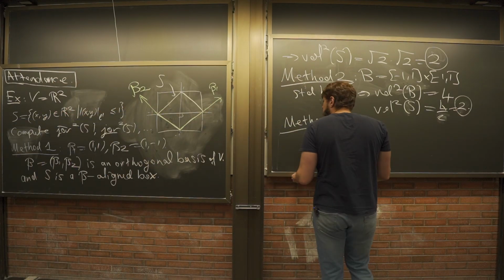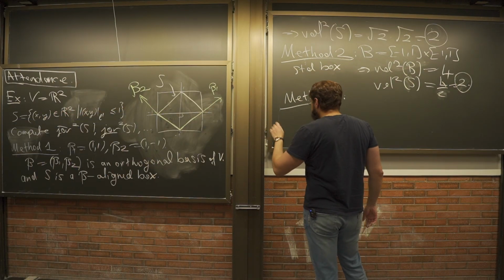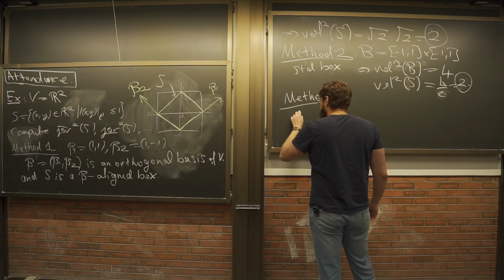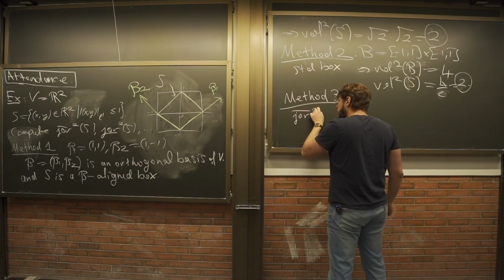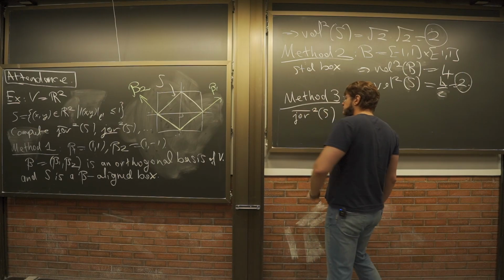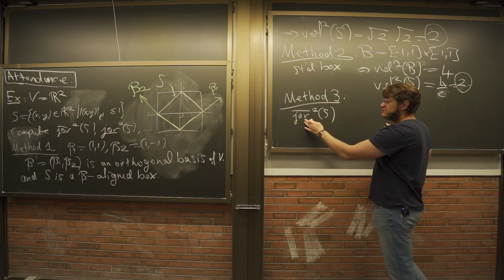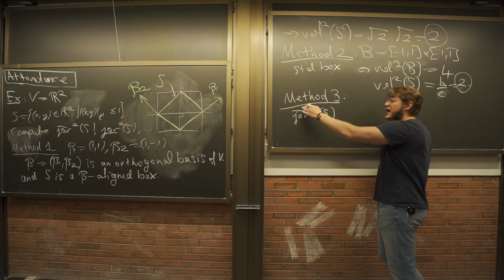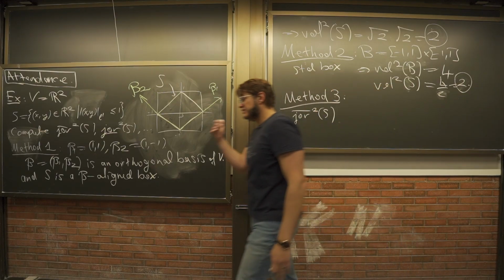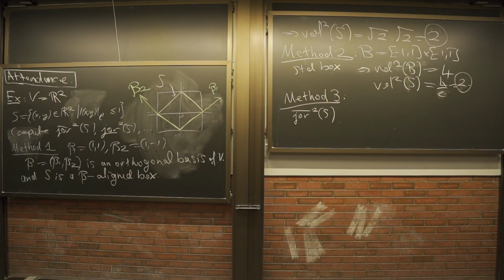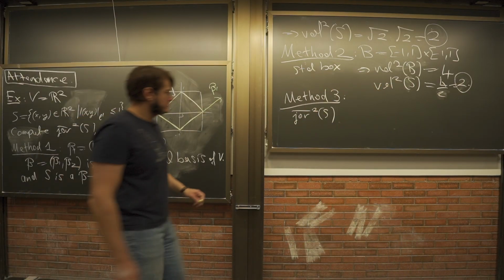So let's, for instance, start with this. Okay, let's remember what this means. This is the upper or outer Jordan content of dimension 2 of S.